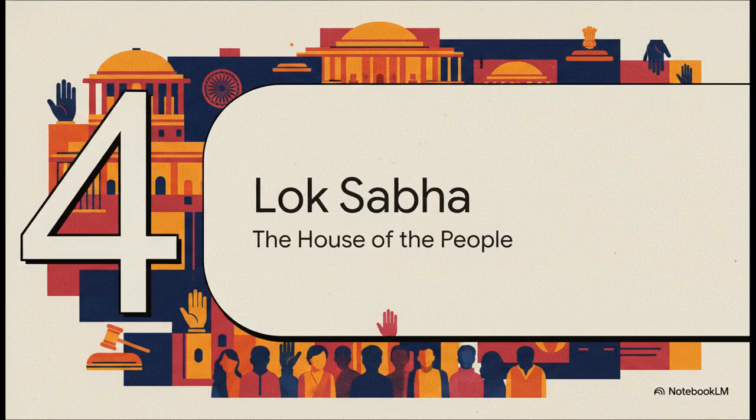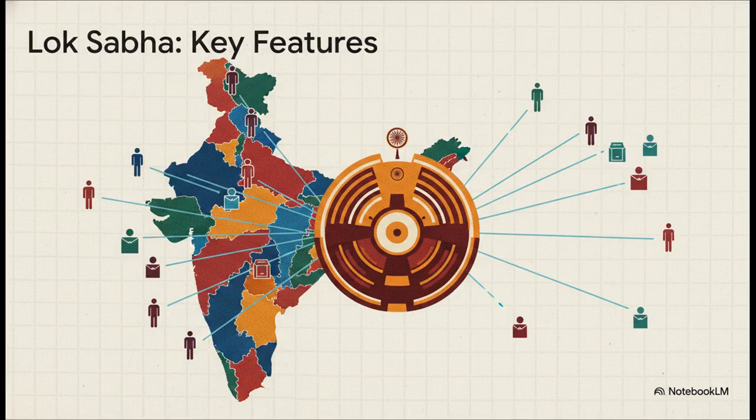Okay, so we've covered the upper house. Now, let's flip to the other side of the coin. The powerhouse of direct democracy, the lower house. This is the Lok Sabha, the House of the People. This is where that principle of one person, one vote really comes alive. The entire country is carved up into 543 constituencies. And the idea is that each one has a roughly equal population. So when it's election time, the voters in each of those constituencies directly elect one representative, their member of parliament, or MP, to go to the Lok Sabha.